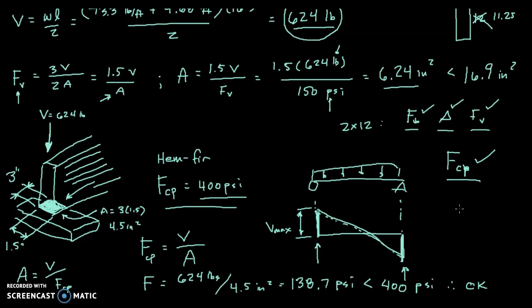So those 4 things have all been checked. They all turn out to be okay, and so a 2 by 12 is going to be the proper sized joist to specify for this design problem. Okay, I think that wraps up this chapter.